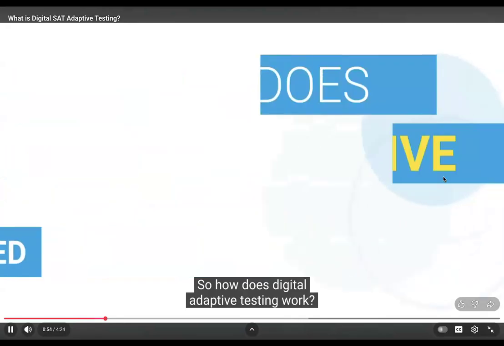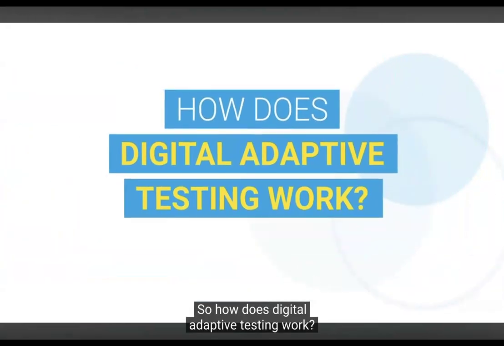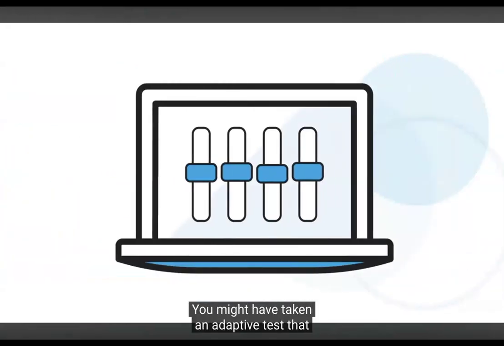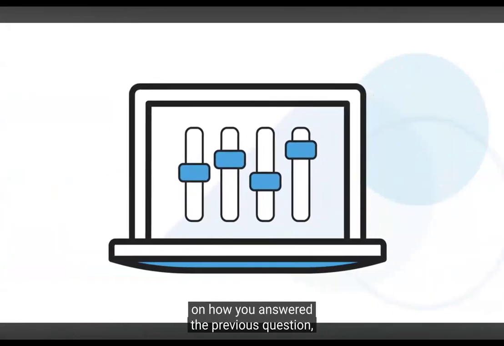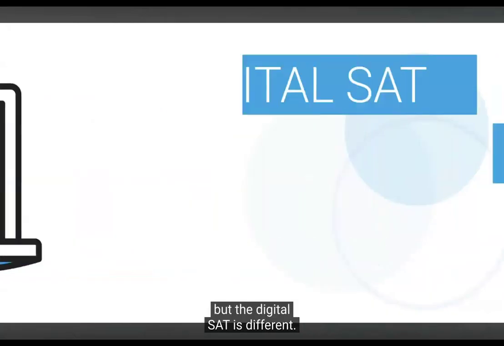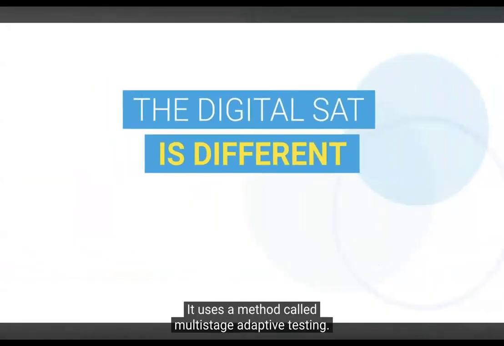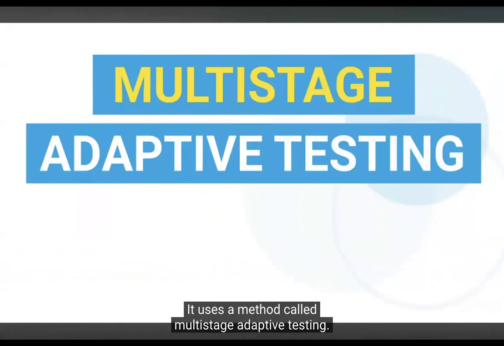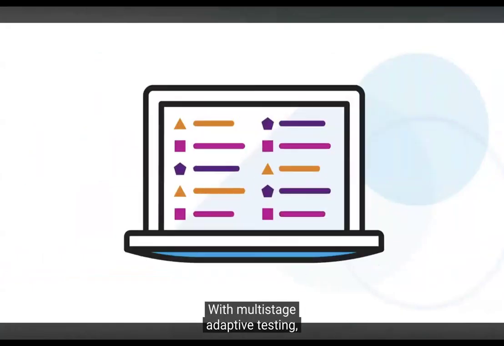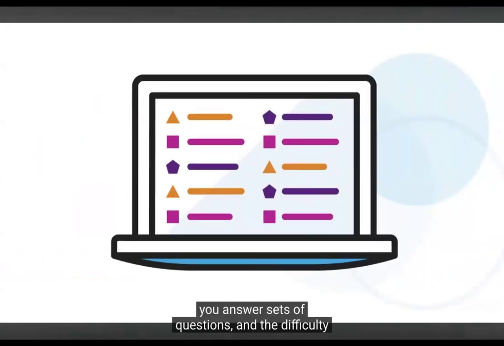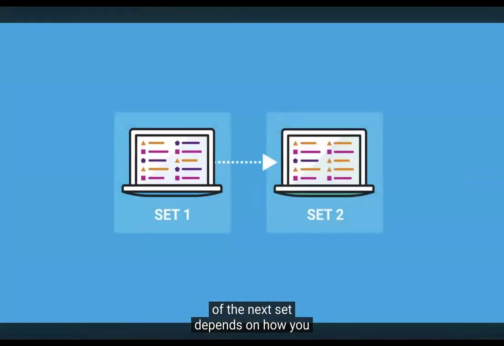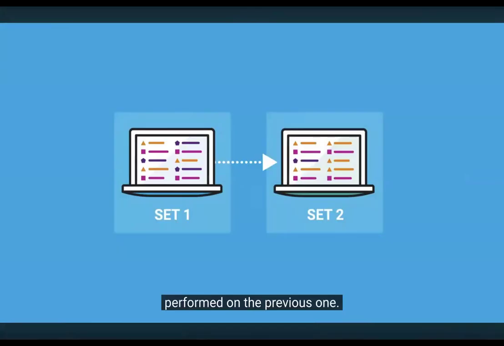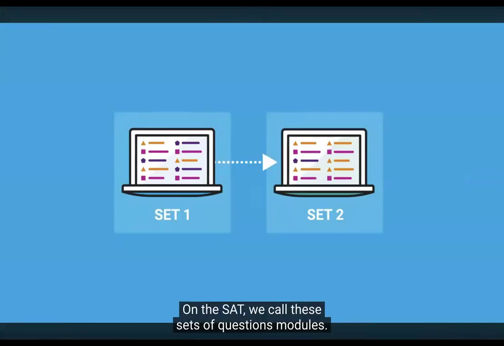So, how does digital adaptive testing work? You might have taken an adaptive test that adjusts the difficulty of each question based on how you answered the previous question. But the digital SAT is different. It uses a method called multi-stage adaptive testing. With multi-stage adaptive testing, you answer sets of questions, and the difficulty of the next set depends on how you performed on the previous one. On the SAT, we call these sets of questions modules.